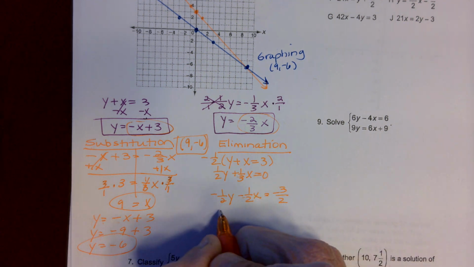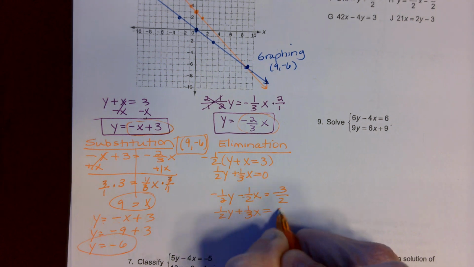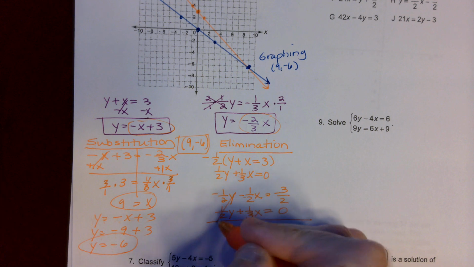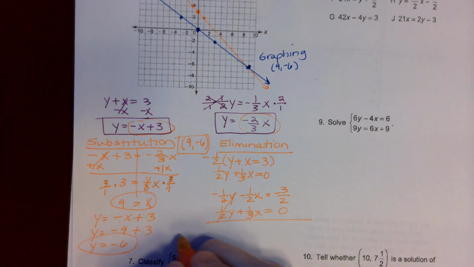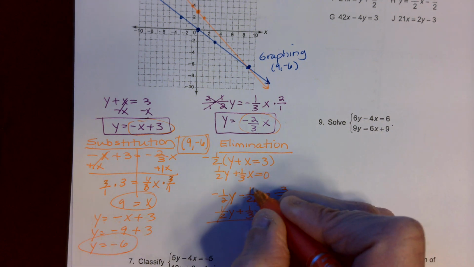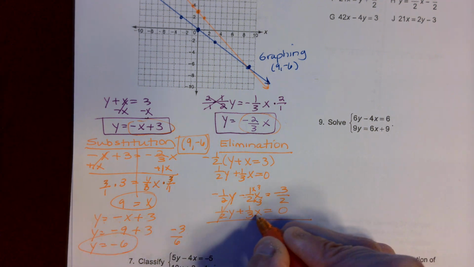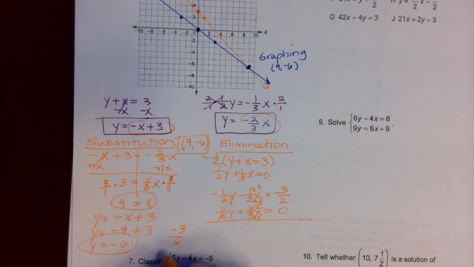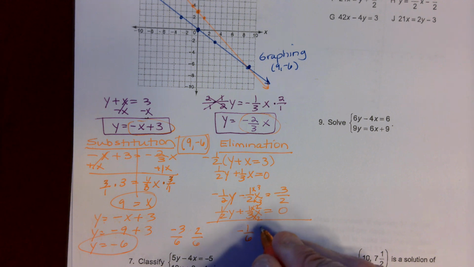Lots of fun going on here. 1/2 y plus 1/3 x equals 0. We're adding straight down. Gone. We have a negative 1/2 and a positive 1/3. Need common denominators. So we're going to multiply them by 3 on the top. So I have a negative 3/6. I'm going to multiply by a 2 on the bottom. So I get a 2/6. We're going to add them together to get a negative 1/6 x equals negative 3/2.